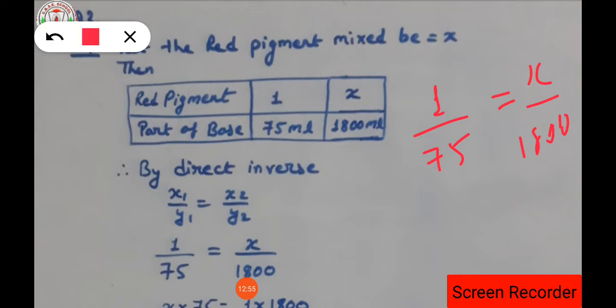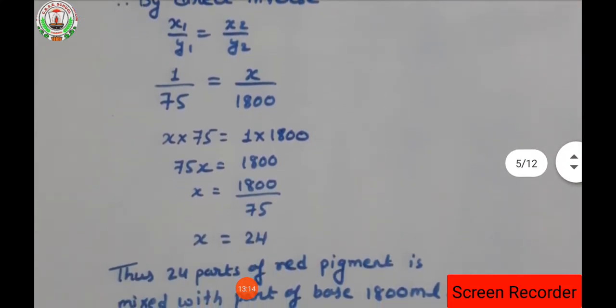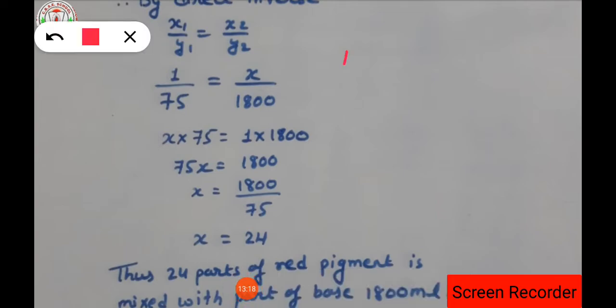As the question is in the form of a direct proportion, here inverse will not come, here the word direct proportion will come. Wherever direct or inverse is there, there you have to write direct proportion. So by direct proportion, what is the value we are having? The value we are having is x1 upon y1 is equal to x2 upon y2. This is the value we are having, isn't it?